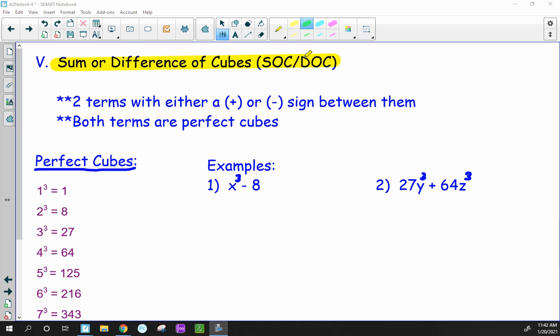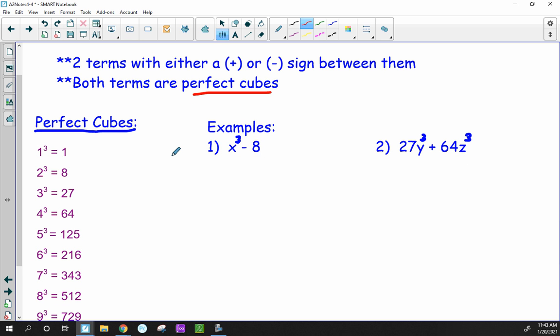What you need to know about this is, first, sum means plus and difference is minus, so some of your problems will have a plus sign and some will have a minus sign. But the most important word here is cube. A cube is a power of 3 in math. So all of your problems, if they fall into this category, will have two terms, either a plus or a minus sign in between them, and both terms are going to be perfect cubes.